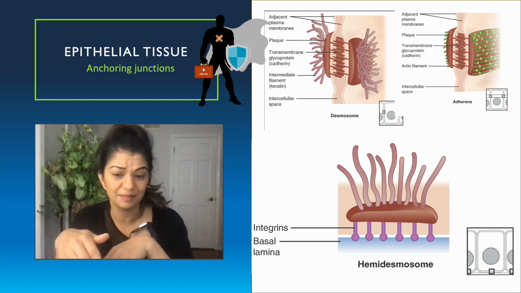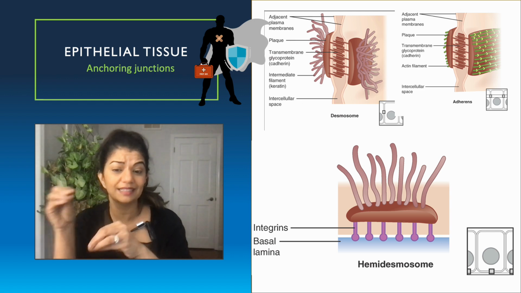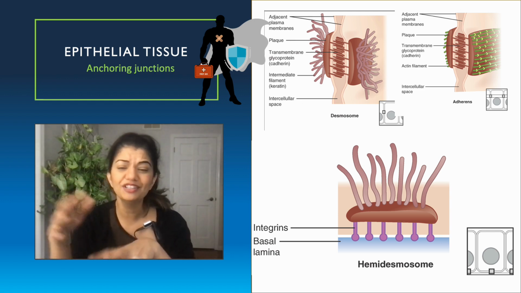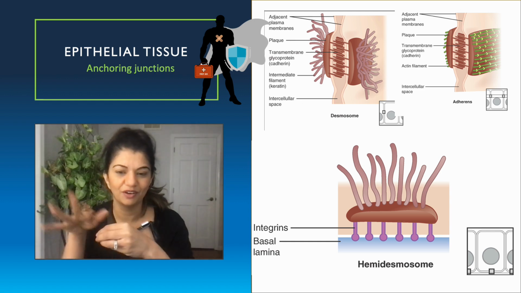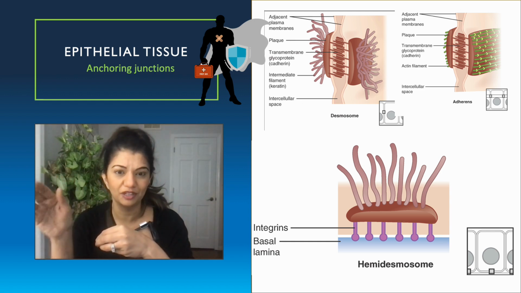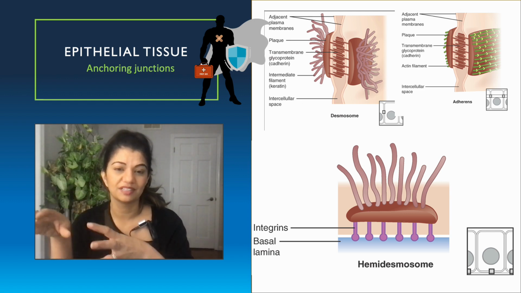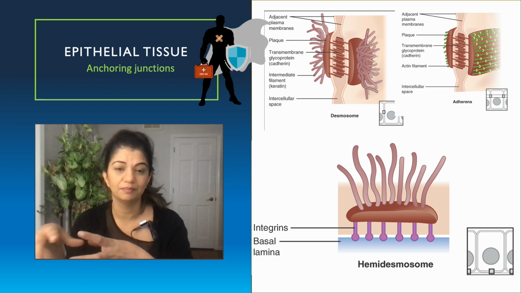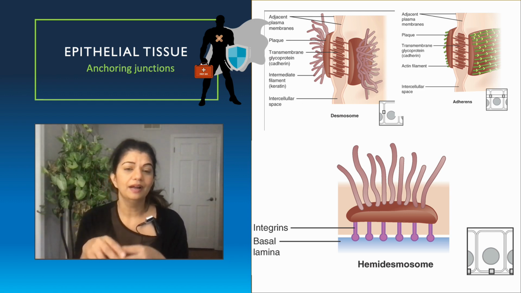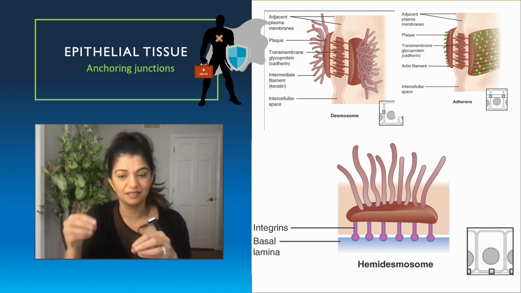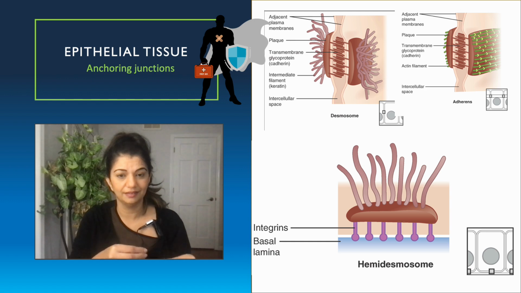Now, hemidesmosomes, which you see at the bottom, are very similar to desmosomes, but essentially they look like half a desmosome, right? They've got these finger-like projections, but only on one side. And these link to extracellular matrix, for example, in the basal lamina. So, they're just going to need this projection on one side because the other side is connected to basal lamina.